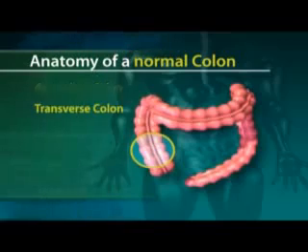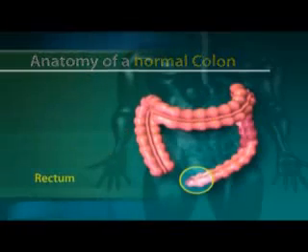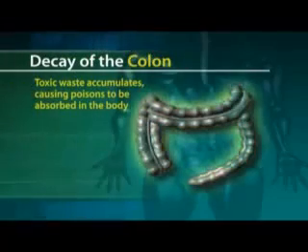For illustrative purposes, let's take a look at a normal colon. Note the ascending colon, transverse colon, descending colon, sigmoid colon, and the rectum. As you can see, toxic waste accumulates, causing poisons to be absorbed inside the body. This is what happens to our body when we don't evacuate regularly. We are basically carrying poison inside our bodies. The immediate effect is that not only are we carrying these toxins inside our bodies, but we're also physically carrying around more weight, leading to obesity.